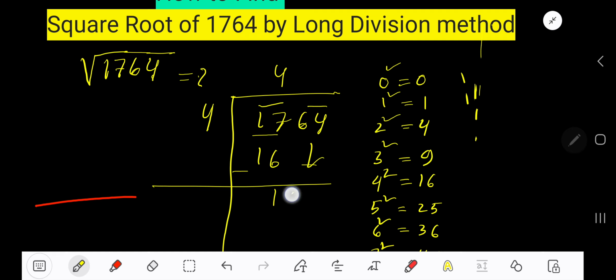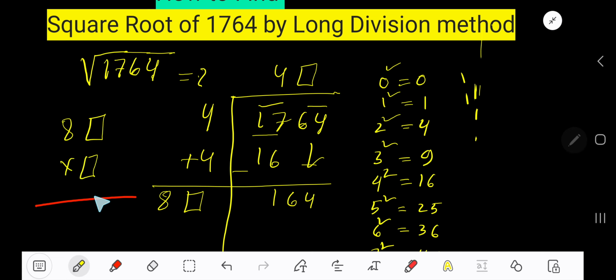Bring down this pair. The same digit will come under this divisor. 4 plus 4 is 8. Now you have to place a digit here, and you need to multiply this times this, and this product should be equal to this or nearest to this.